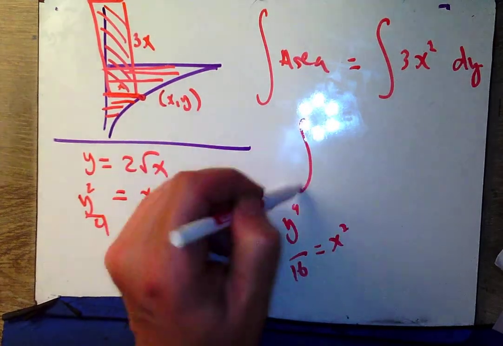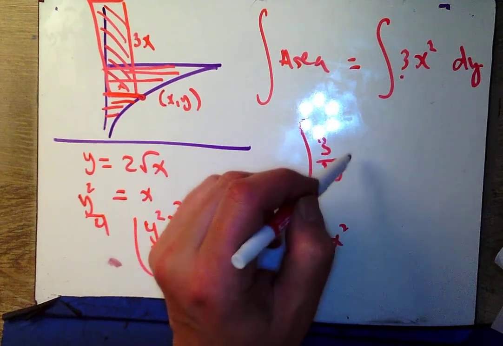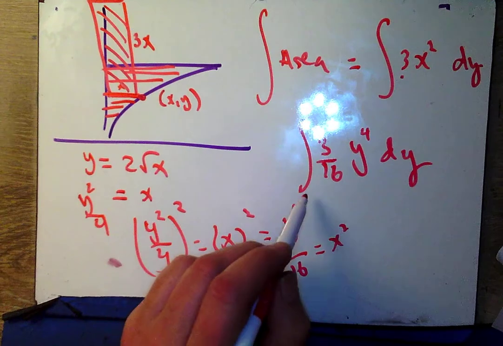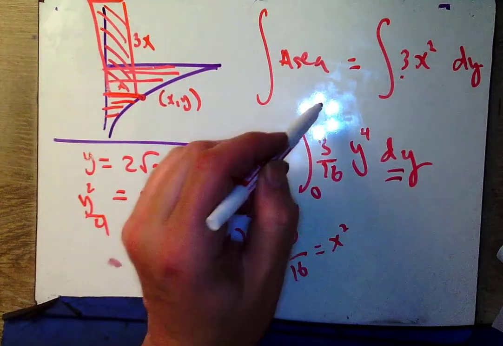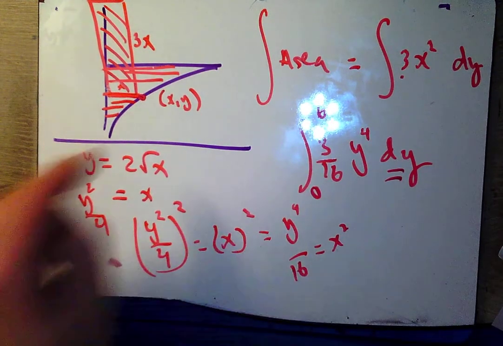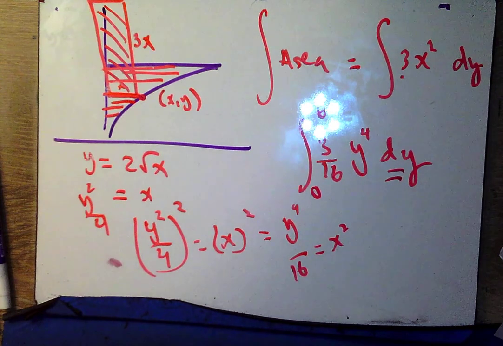So my integral then, I'll lose that 3. 3/16 y to the 4th dy, and we're integrating from here to here, 0 to 6. No pi, sorry, that's not a circle-y shape, that's a rectangle. Okay, so how do we do? Well, the whole video has been running for 9 minutes, so I guess we made it in under 15.